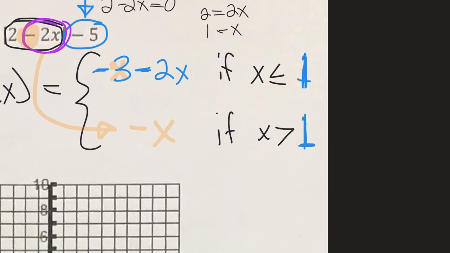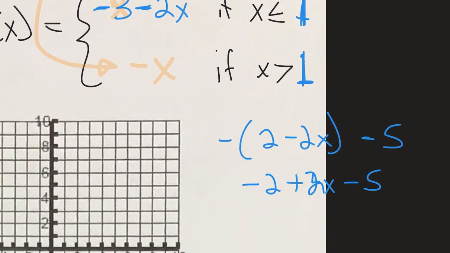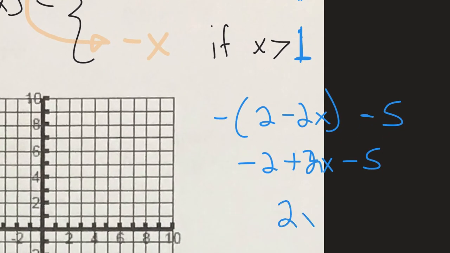Now what happens when we make it negative? The negative of 2 minus 2x minus 5. Okay, so only the thing in the absolute value gets negated. Right? The minus 5 does not become negative. It's not in your absolute value. So when we combine our like terms, we get 2x minus 7 as your equation.